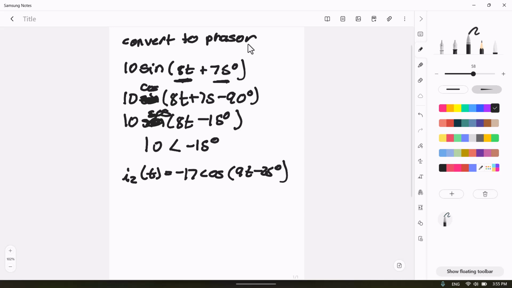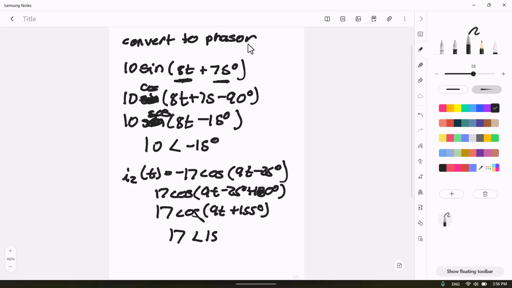So this is the same as 17 cosine 9t minus 25 degrees plus 180 degrees, or 17 cosine 9t plus 155 degrees, or 17 angle 155 degrees. If you are using a TI-84 calculator, you do these in their exponential form, which would be 17 e to the j, except it needs to be in radians, so 155 times pi over 180. You do have to turn it into radians if you're using a TI-84.